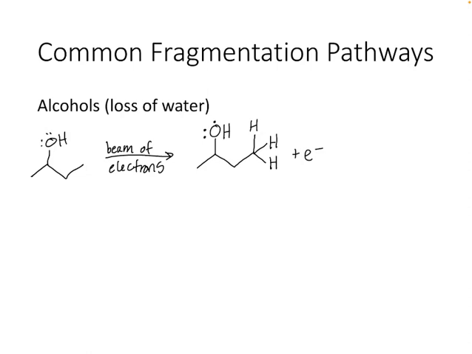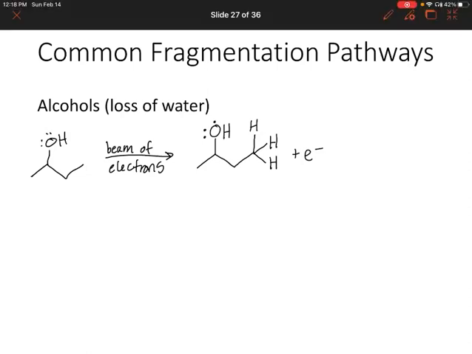Now, this has to be a specific distance away, so I'm going to label the carbons alpha, beta, and gamma. So the alpha carbon is bonded to the oxygen, and then we have our beta carbon next to that, and then the gamma carbon next to that.